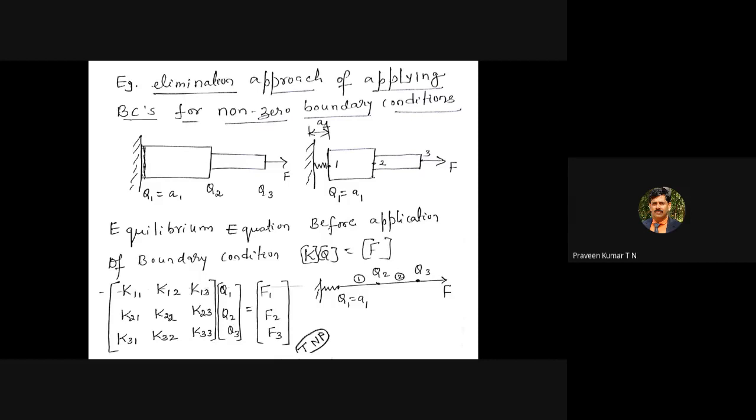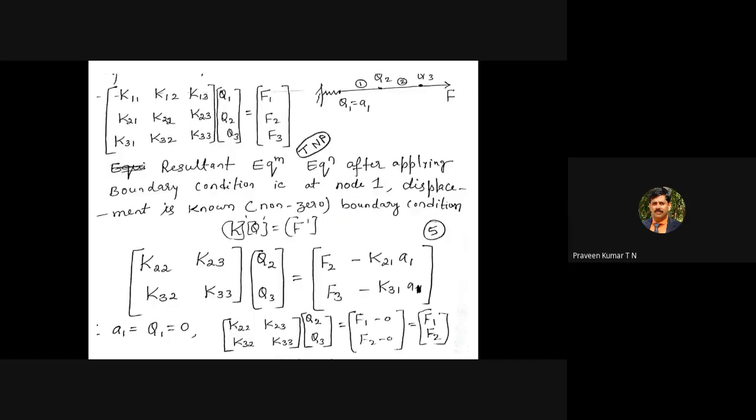Now, with the boundary condition given at node 1, we cannot just eliminate the first row and first column. Other than eliminating the first row and first column, you have to make a small modification to the force vector, given here. So this is the boundary condition. This is the equilibrium equation before application of the boundary condition.